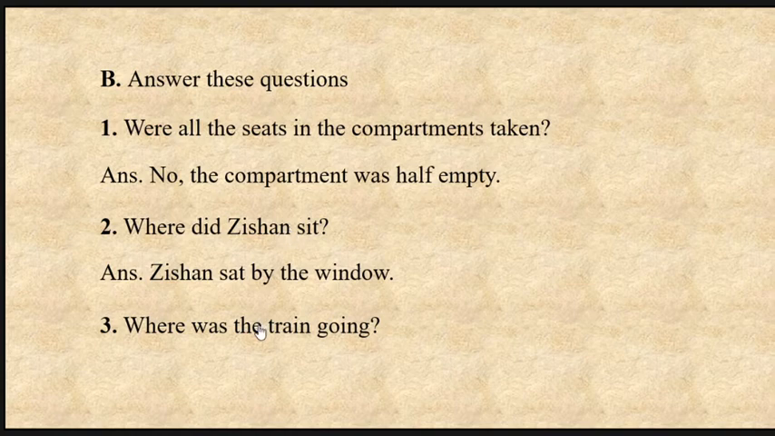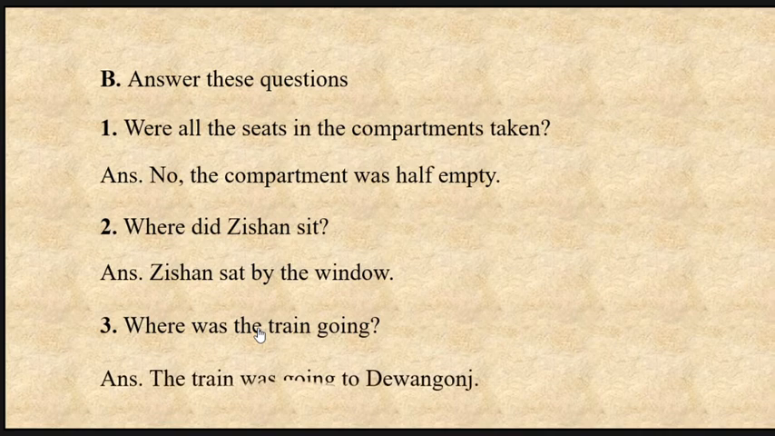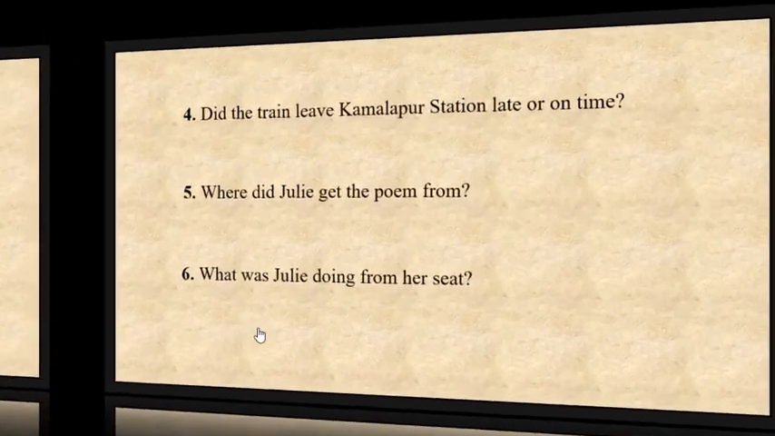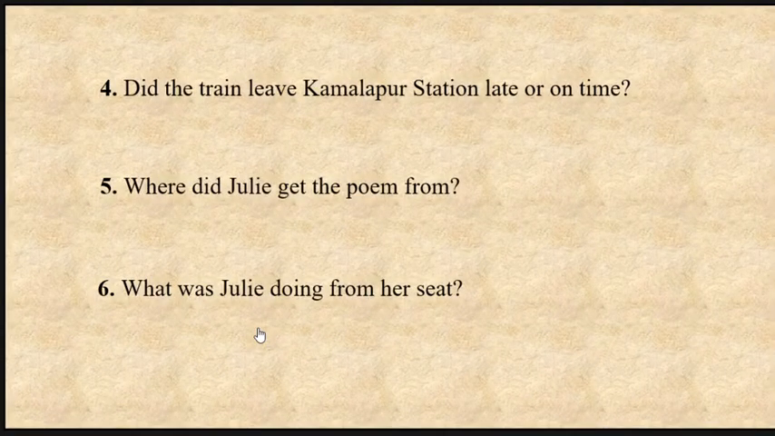Now question number 3 asks, where was the train going? I have discussed the destination with you: the train was going to Dawanganj. In the text it was a Dawanganj bound train. So you have to write like this: the train was going to Dawanganj. So my dear students, I think you can understand my discussion. We have 3 more questions to discuss.